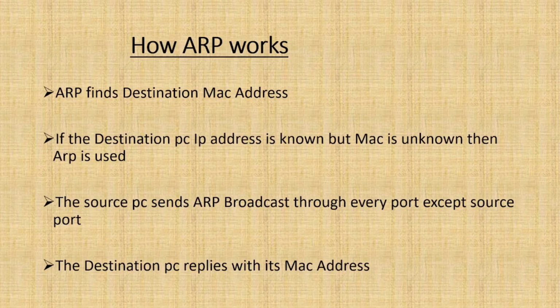How does ARP work? Through ARP, the PC finds the destination MAC address of a PC. If the destination PC's IP address is known to the source PC, but the MAC is unknown, then ARP is used. The source PC then sends an ARP broadcast through every port except the source port. So except the source port means where the source PC is connected, only except that port, to all the other ports the ARP broadcast is sent to know the destination PC's MAC address. Eventually the destination PC replies with its MAC address to the source.